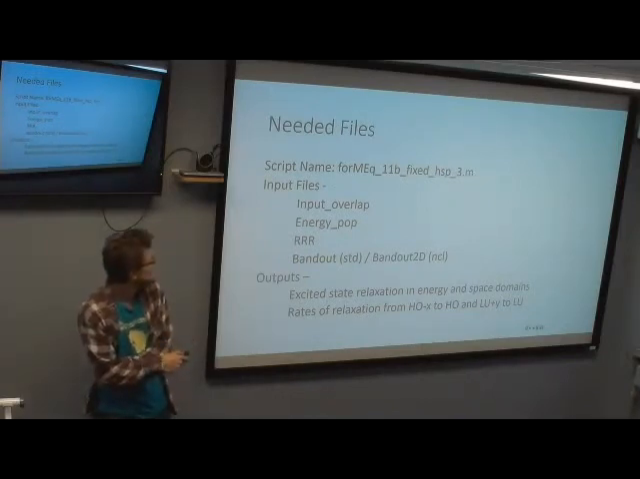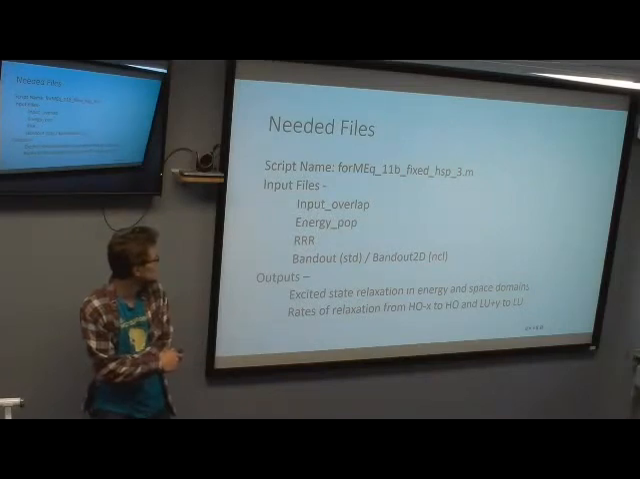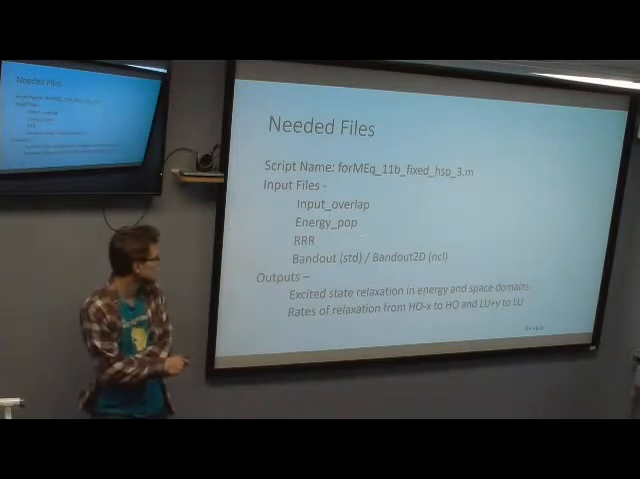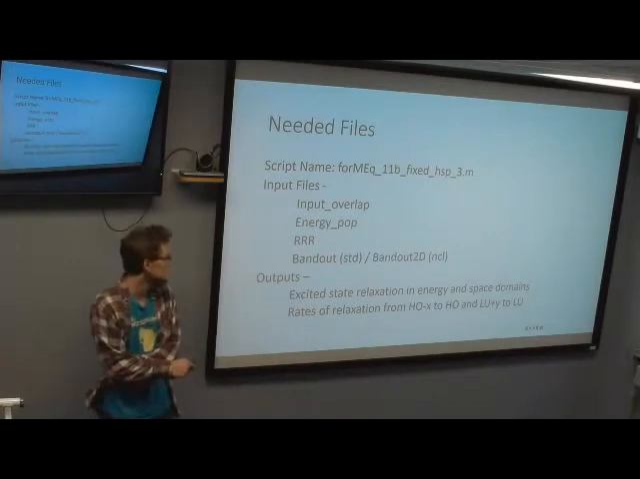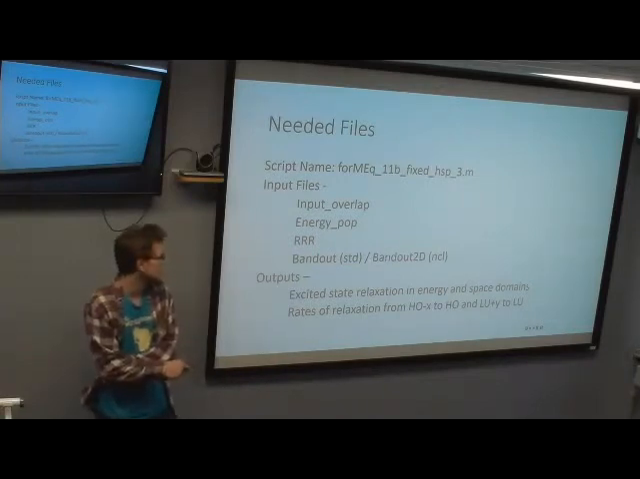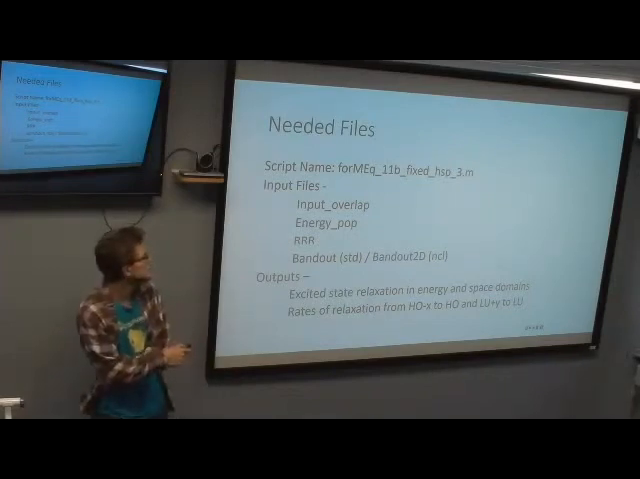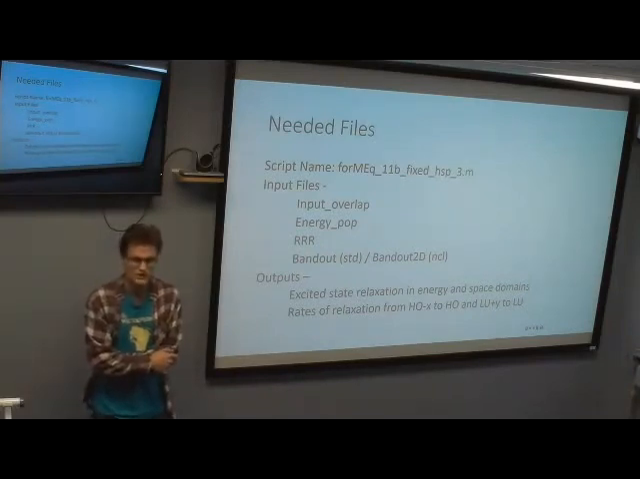So this is the general script to use for dynamics, and then you just have to feed in a couple of files: input overlap and energy pop, like normal. The last two talks covered how to make RRR, so we feed that into the dynamics script. And for visualization, sometimes you want the band out. That would be for standard VASP calculations, and there's also an update that Dimitri has been working on for spin orbit coupling band outs. That's not in this script, it's a different one. So if you need that at some time, you can contact one of us.